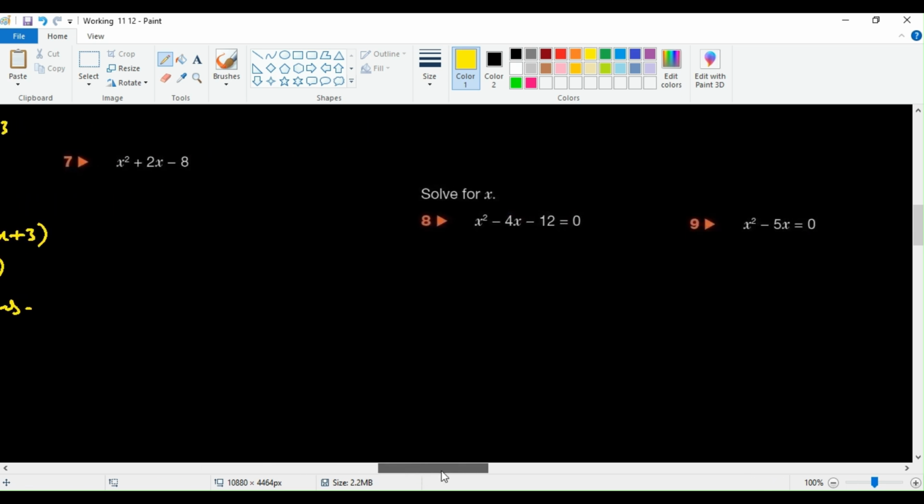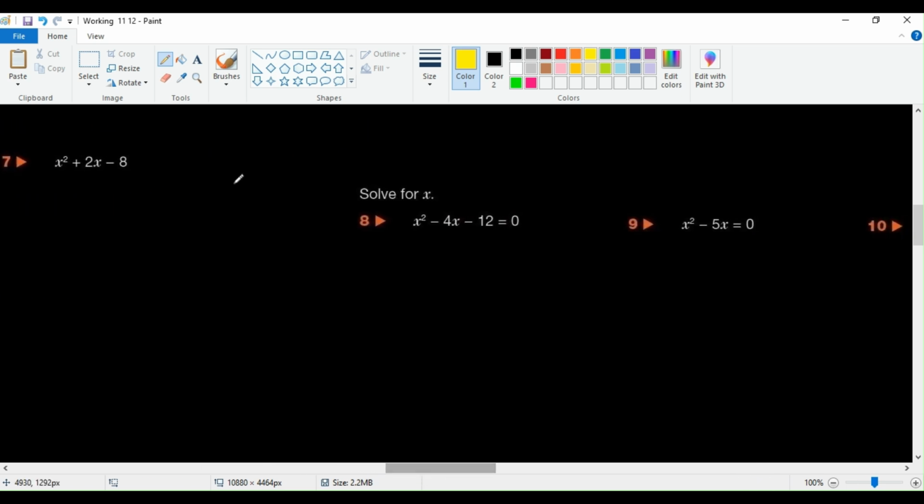Moving on to the next. In here we have x squared plus 2x minus 8. So that means 4 times 2 is an 8. So x squared plus 4x minus 2x minus 8. That means x and x plus 4 is going to be in the first bracket. x plus 4 will come once again.